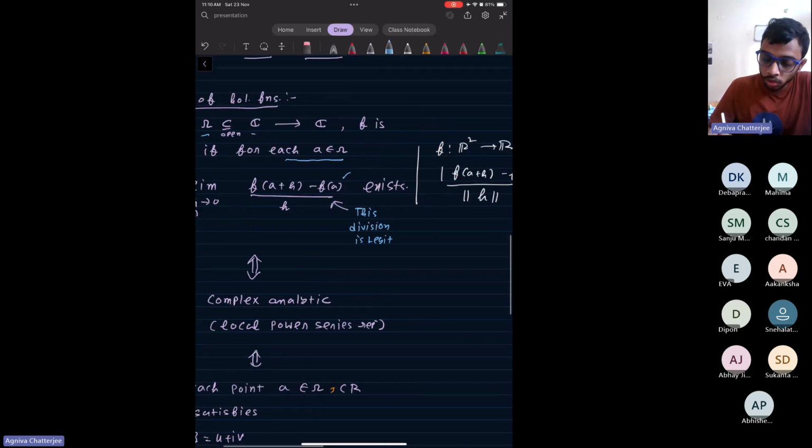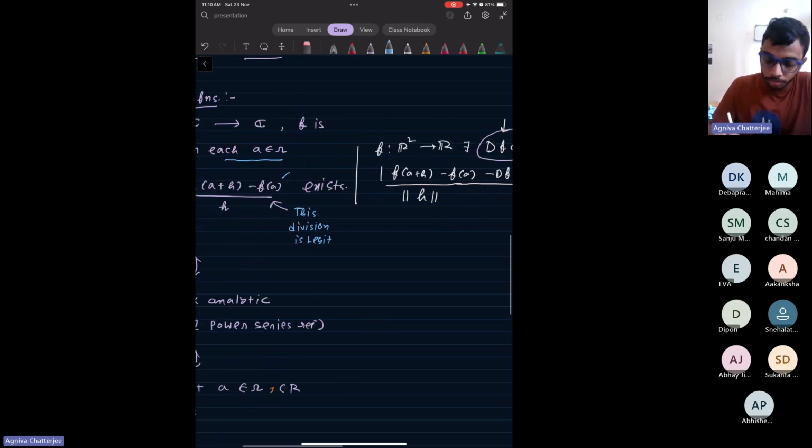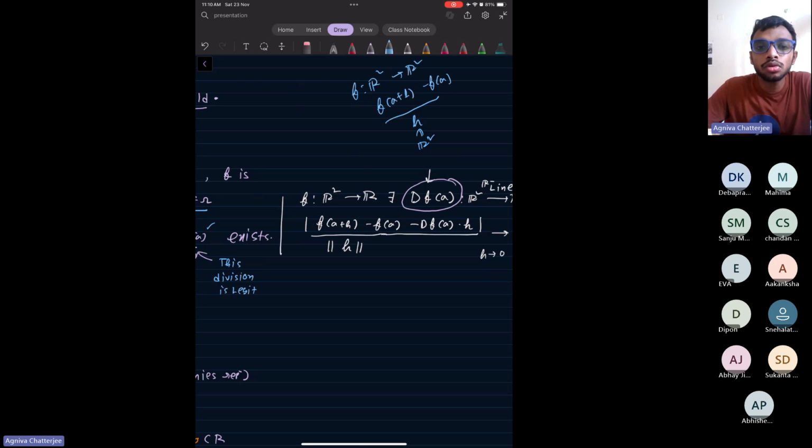But if I really go to R2 to R and want to mimic this exact definition, I cannot do that, because if I have a function from R2 to R or R2 to R2, I cannot use this definition. I cannot mimic this definition because I don't know how to divide a tuple of R2 by a tuple of R2, because this division is not legit.